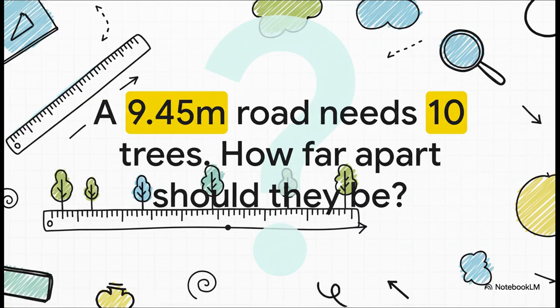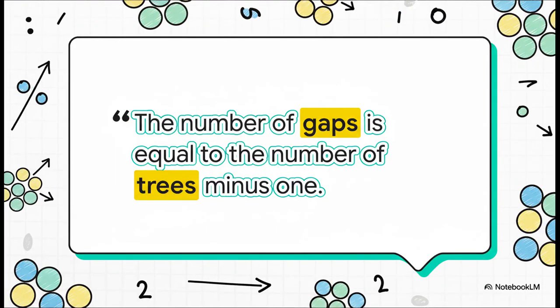Now, your first instinct might just be to divide by 10, but hang on, there's a little catch. Here is the secret to solving problems like this. We don't really care about the number of trees. What we care about is the number of gaps between the trees. Think about it. If you have 2 trees, there's only 1 gap between them. If you have 3 trees, there are 2 gaps. It's always 1 less. And that's the number we actually need.